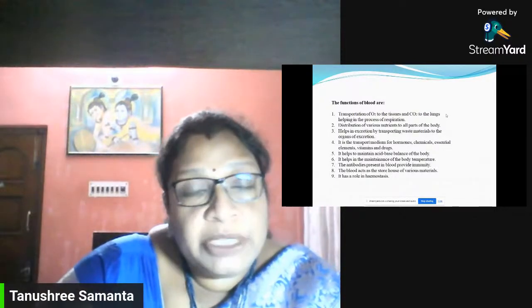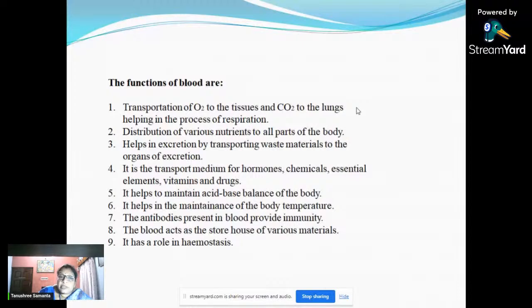The functions of the blood majorly are known to be transportation of O2 to the tissues and CO2 back from the tissues to the lungs, which is a helping procedure in respiration. It also distributes the nutrients. It helps in transporting waste materials to the organs for excretion. It is a transport medium for hormones, chemicals, essential elements, vitamins, etc. It maintains the acid base balance of the body, helps in the maintenance of body temperature, and provides immunity in the form of antibodies and immunocompetent cells. It also acts as the storehouse of various materials, and lastly, it plays a role in hemostasis.